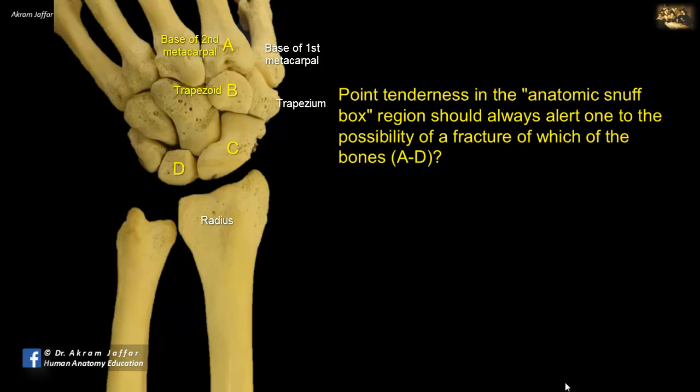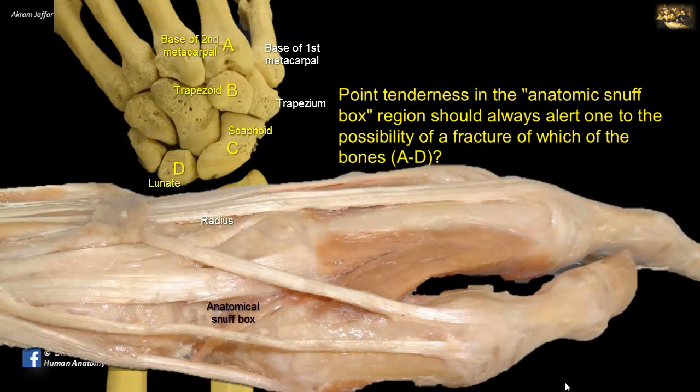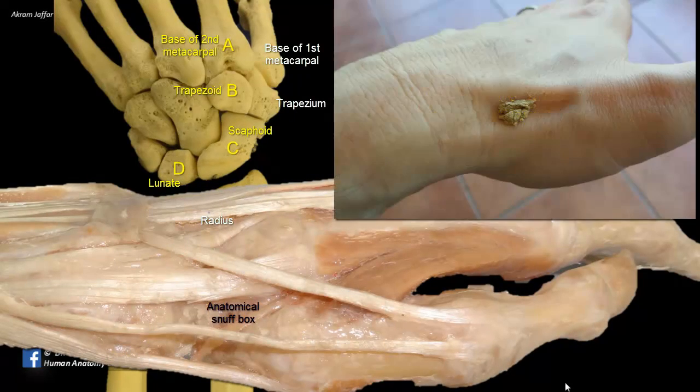C is the most lateral. It is boat-shaped and it is the scaphoid bone. D is the lunate bone. The anatomic snuff box is a shallow triangular depression on the dorsolateral aspect of the wrist. It is visible when the thumb is extended.